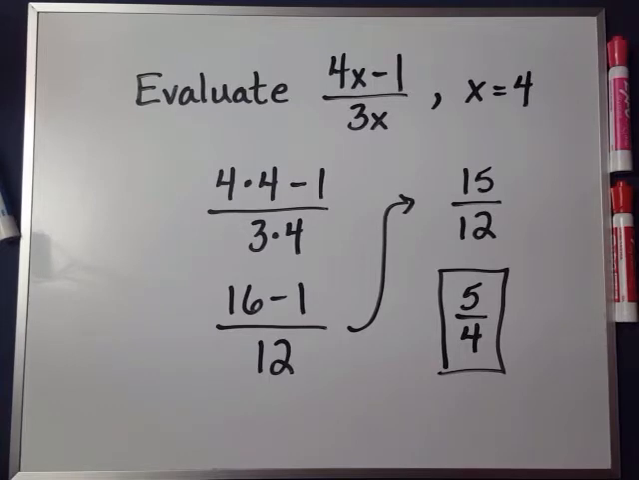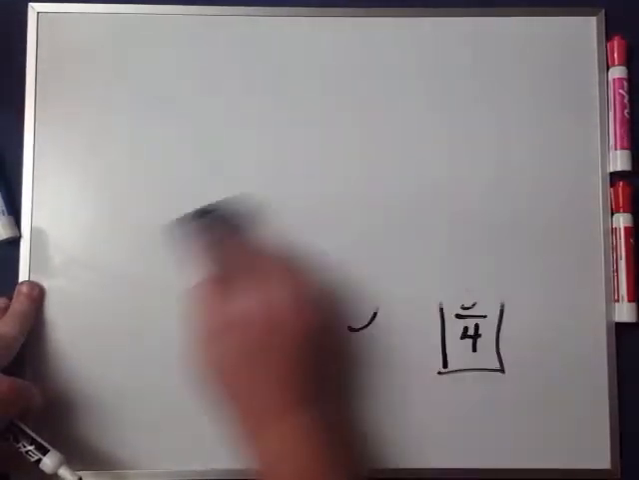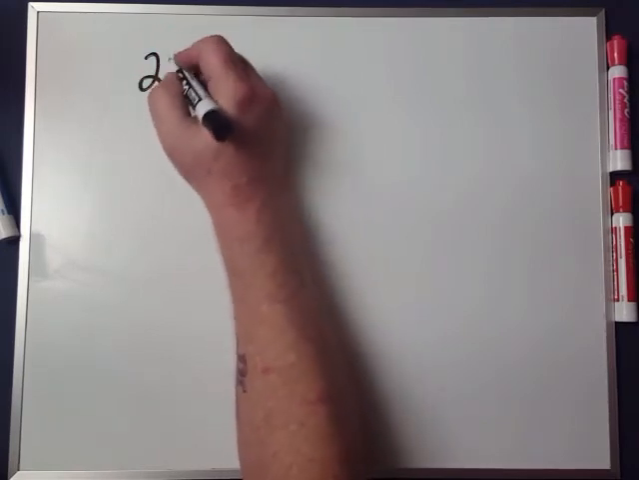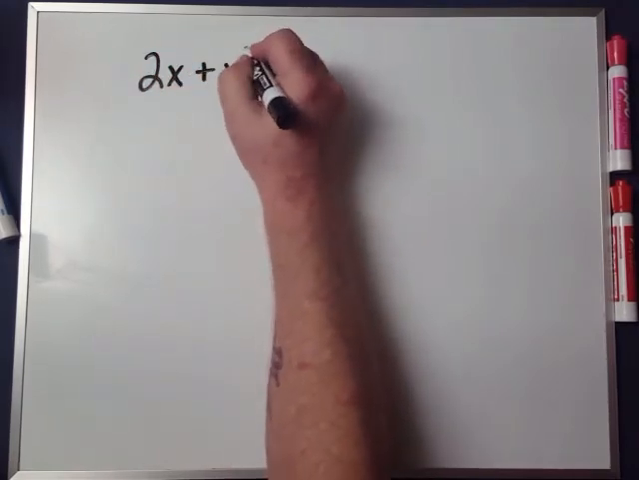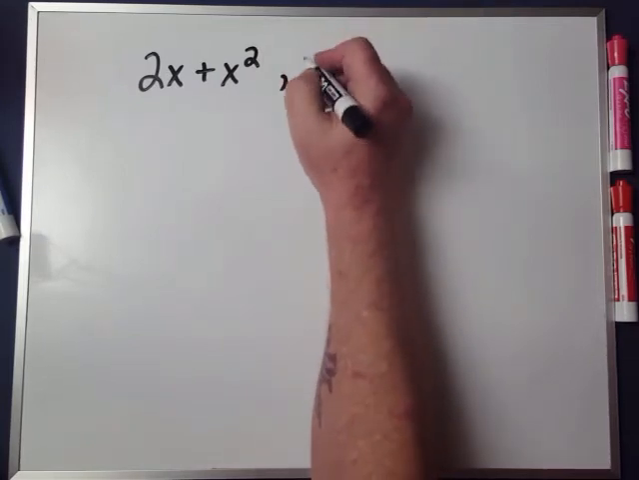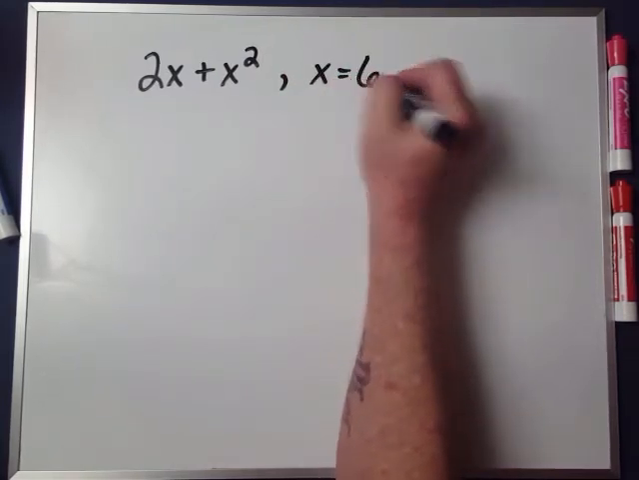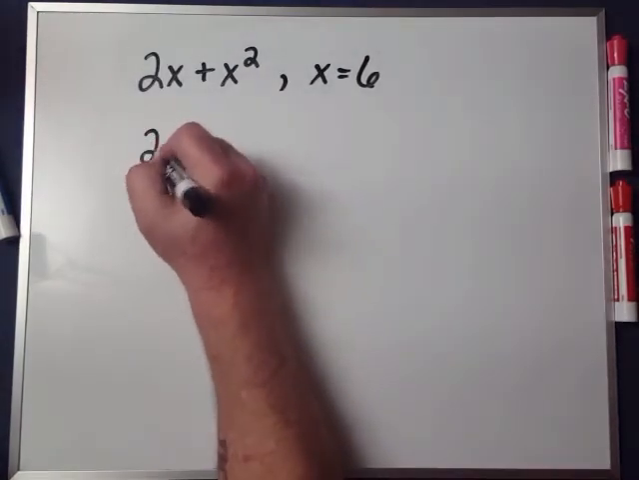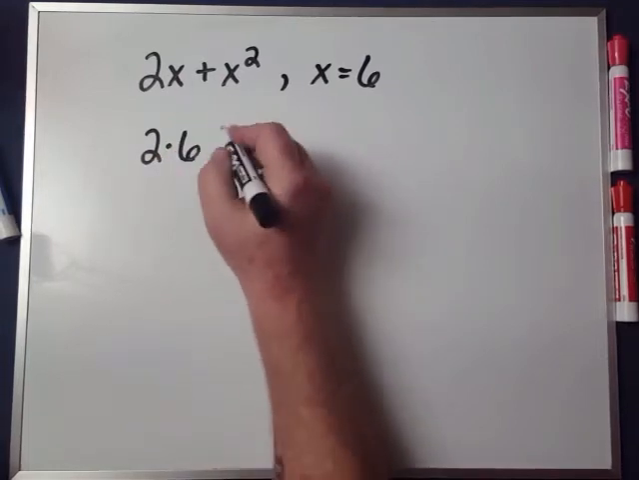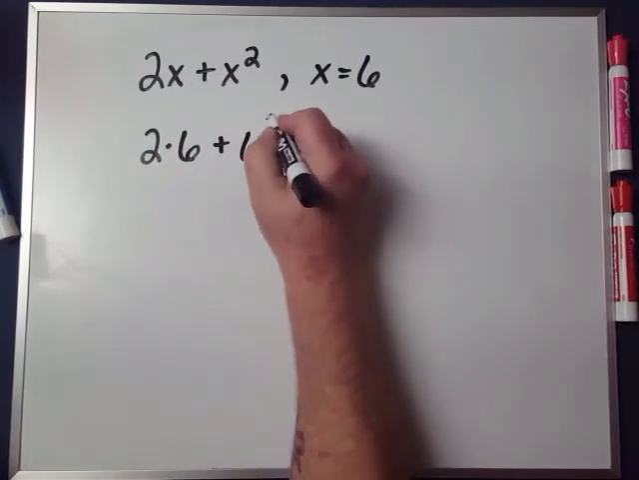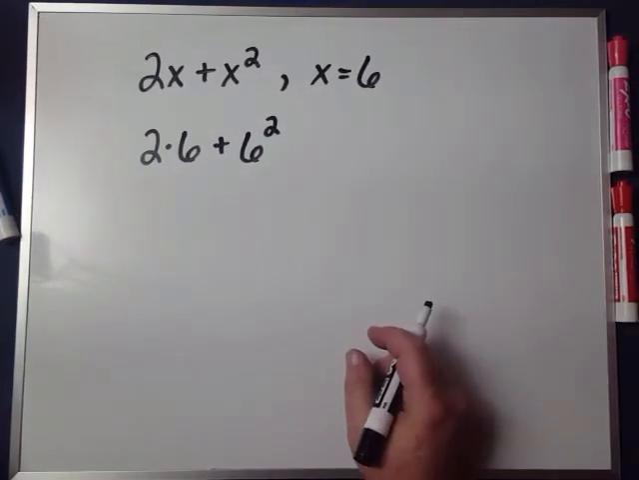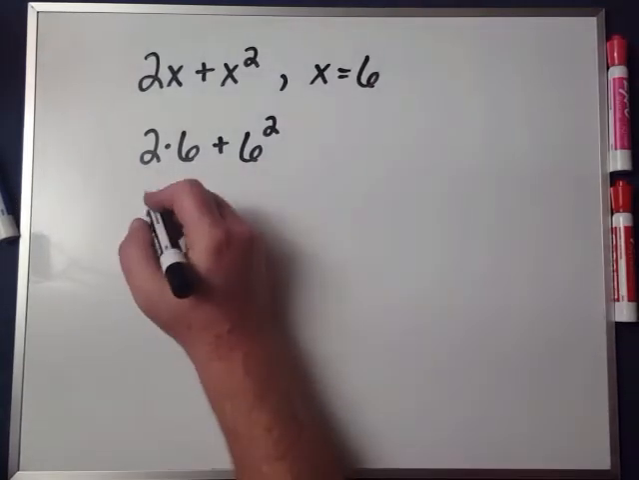Let's do another one of these. Let's take number 20. And this time, let's do part B. Number 20 says evaluate 2x plus x squared, given, part B, that x is 6. So we plug 6 in for x. 2 times 6 plus 6 squared. Evaluate, crank it out. Order of operations says the first thing that we'll do here is deal with that power.